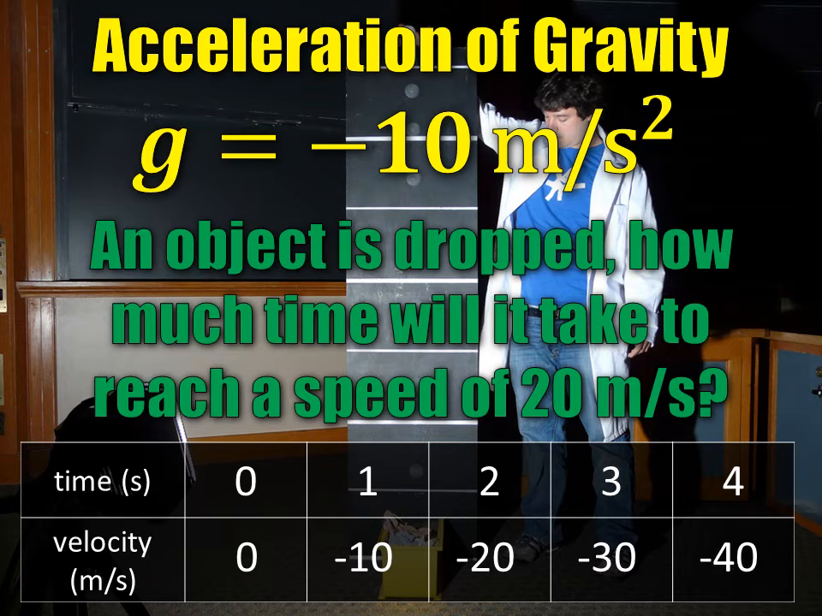The question was, an object is dropped, how much time will it take to reach a speed of 20 meters per second? So you can see here that it's 2 seconds for it to reach the speed of 20. Now remember, the negative in front of the 20 is simply the direction. That's what makes it velocity. Negative 20 is the velocity, but just 20 is the speed. So you can say the absolute value of this is the speed. So it took 2 seconds for the object to reach a speed of 20 meters per second. Gravity is a pretty quick acceleration.